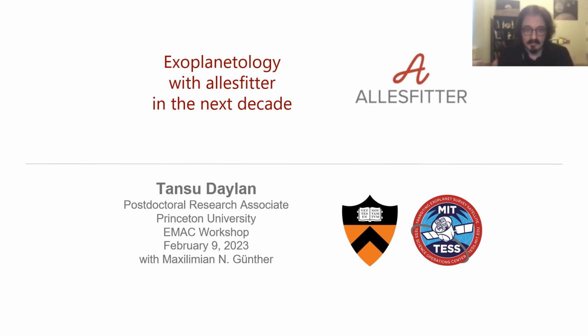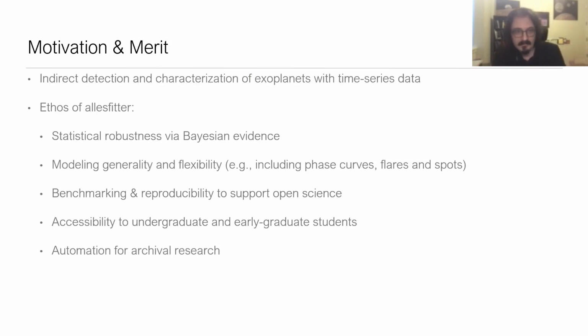So first of all, some motivation and ethos of allesfitter. Why does allesfitter exist? Well, first of all, what allesfitter does is it helps us with indirect detection and characterization of exoplanets using time series data. And there are a couple of design philosophies we follow. First of all, we want to use statistics to our advantage so that we can test models robustly. And then we also aim for generality and flexibility. So we want the users to be able to try different models and essentially have this notion of global fitting.